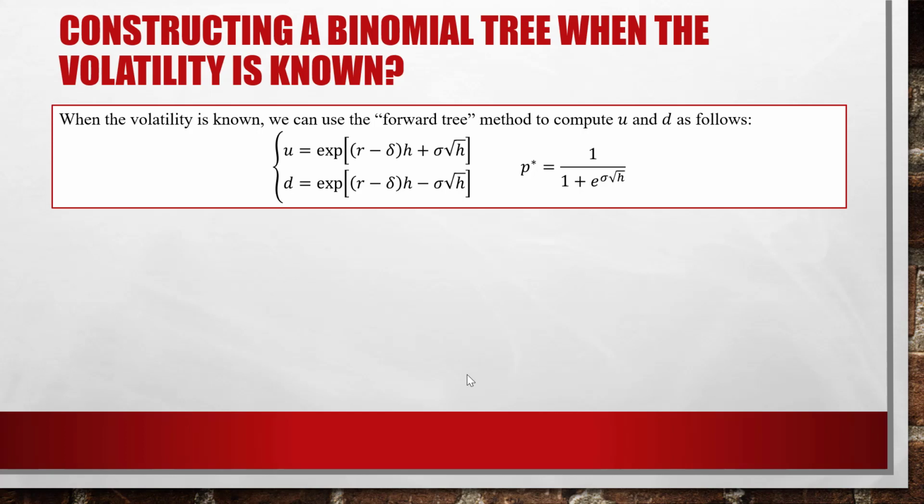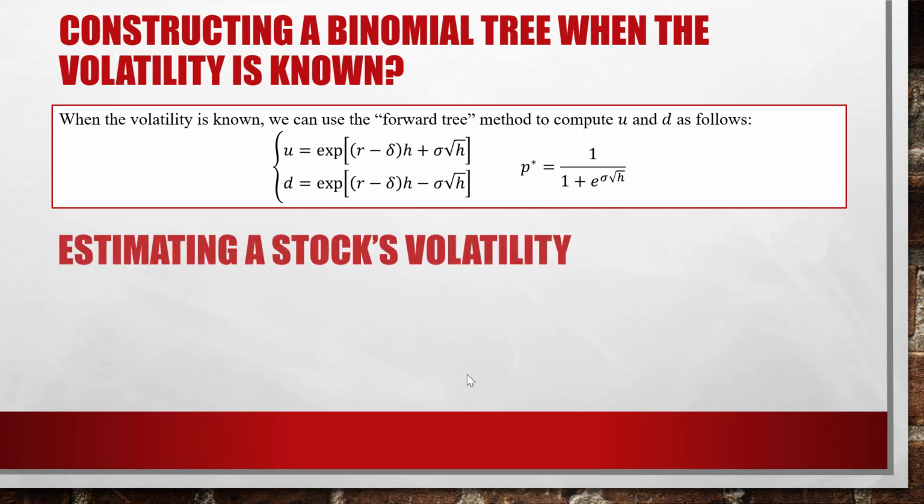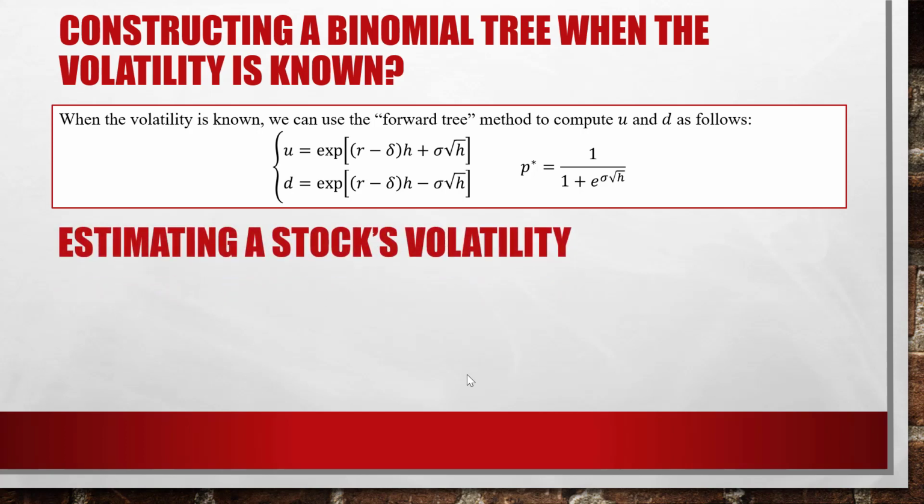U is exponential of (r minus delta) h plus sigma square root of h. And D is exponential of (r minus delta) h minus sigma square root of h. B star is equal to 1 over 1 plus e to the delta sigma square root of h. Estimated stock volatility.